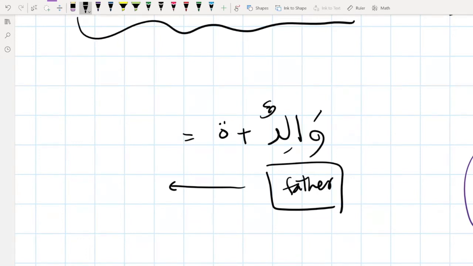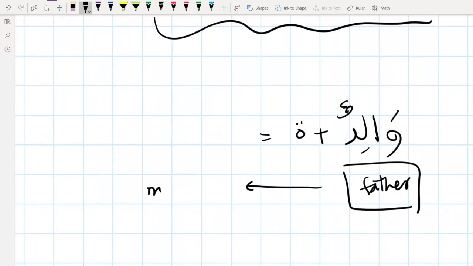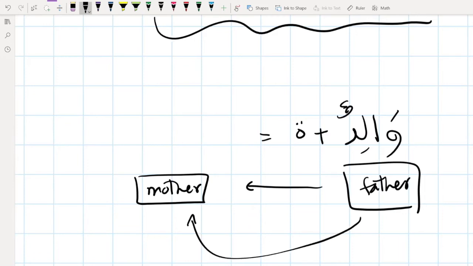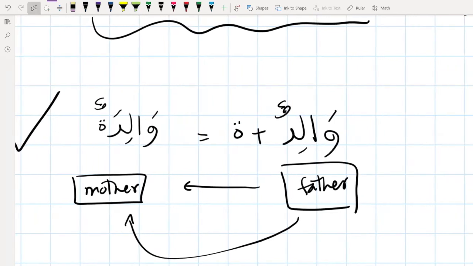Mother, of course. Guys, you are not thinking. Before doing an experiment, you need to know what you're trying to do. You have the word father and obviously its feminine version should be mother. Now, does it work? Yes, this one works. So you have a father, walidun, you add tamar buta, and you have walidatun, which is mother.